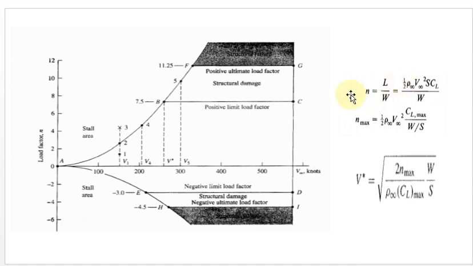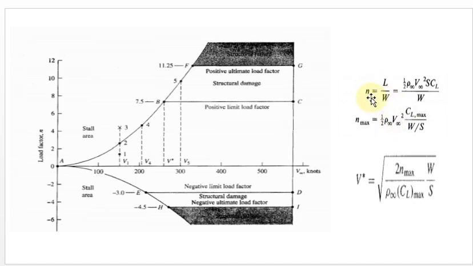You know very well that load factor n is nothing but L by W. For L you can write the lift equation, half rho V infinity squared into CL, divided by W. Here W is the weight of the aircraft, the gross weight of the aircraft. So load factor is denoted by L by W.